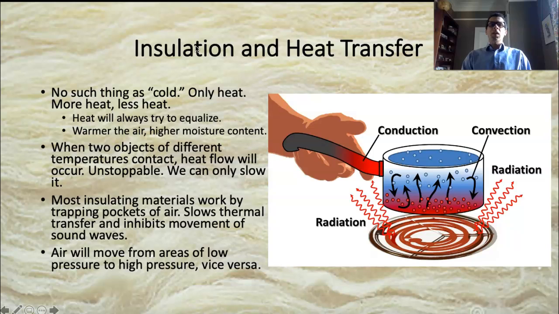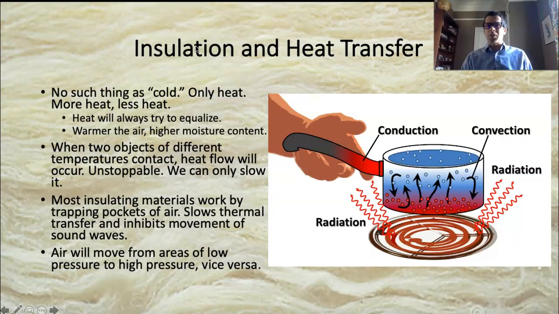All right. The other thing we have to understand is that when we have two different objects of different temperatures contacting each other, meeting in some way, heat flow is going to occur. Heat is going to make its way through those materials. It's unstoppable. We can never stop it, but we can slow it. We can slow it a couple of different ways. One is what kind of materials we're using to slow that heat transfer.